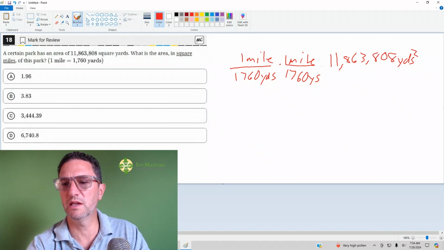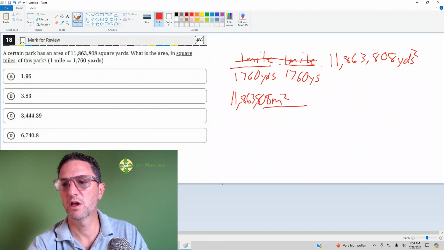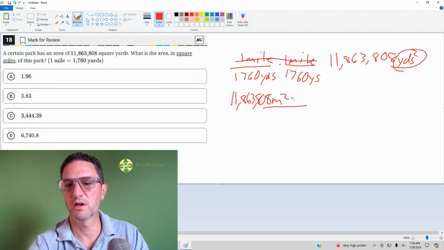Now notice what I get here. I've got yards squared at top. So up top you've got miles squared, right? Miles times miles, miles squared. And up top you also have 11,863,808. Miles times miles is miles squared. Yards squared we have here. So I'm going to put both those units up top just to show you how this all works out. And then down below you have 1760 times 1760. And yards times yards is again yards squared. And we have yards squared up top.